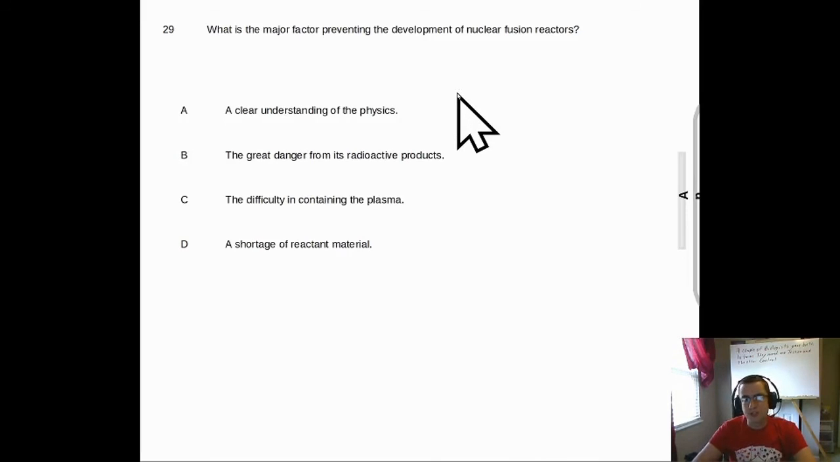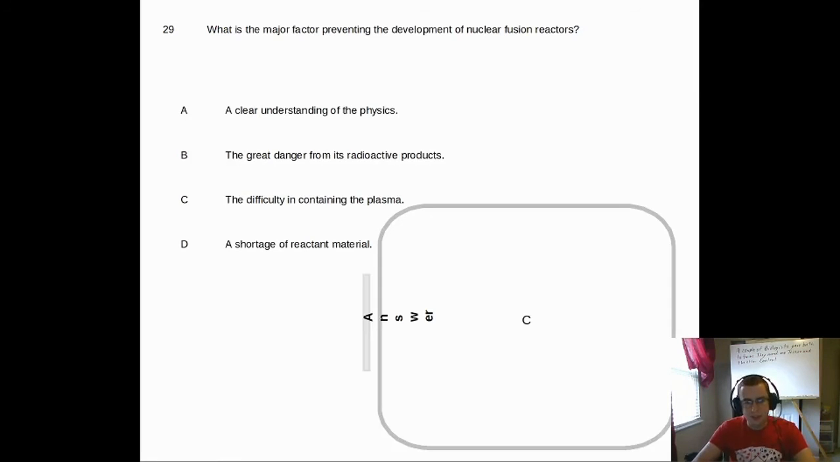Alright, and then the major factor preventing development of nuclear fusion reactors is going to be simply trying to contain the plasma. We understand the physics of how it works. There's less radioactive products, and there's not a shortage of reactant material, but it's just hard to keep the reaction contained.